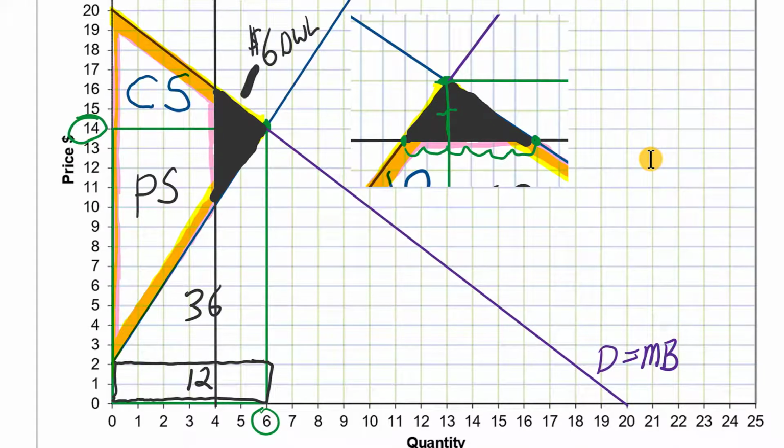The deadweight loss is just the difference in the total surplus that we get now compared to the total surplus that we got before this government regulation was imposed on us.